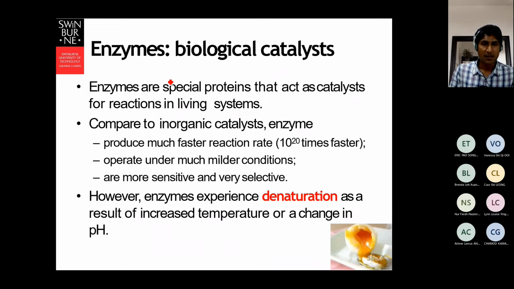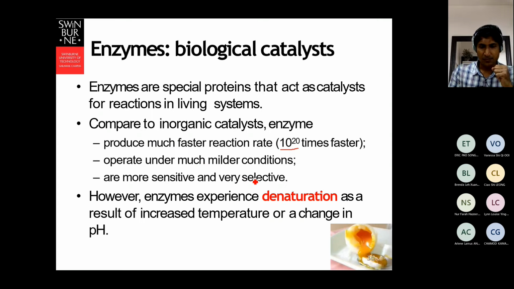Enzymes are biological catalysts. Enzymes are very big protein molecules, very long, very big molecules actually. Enzymes cause the reaction to go very fast, 10 to the power 20 times faster. Can you imagine this number? 10 to the power 20 means after 10, you have to add 20 zeros. How big is that number? Trillion, 100 billion, trillion, something like that. So the reaction rate becomes very fast with the help of enzymes.